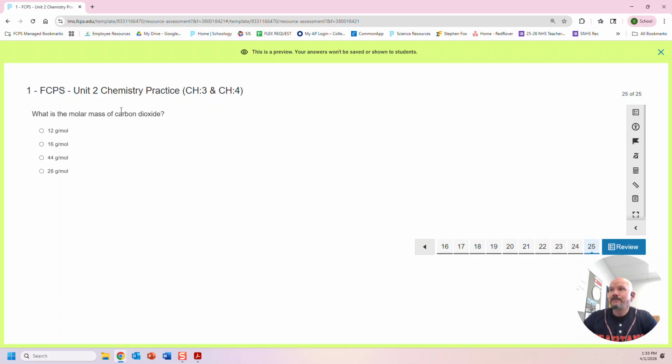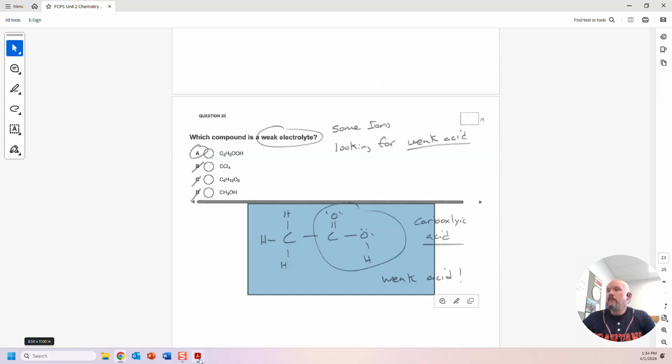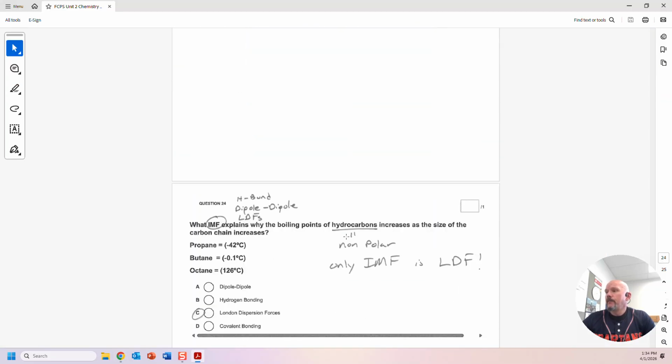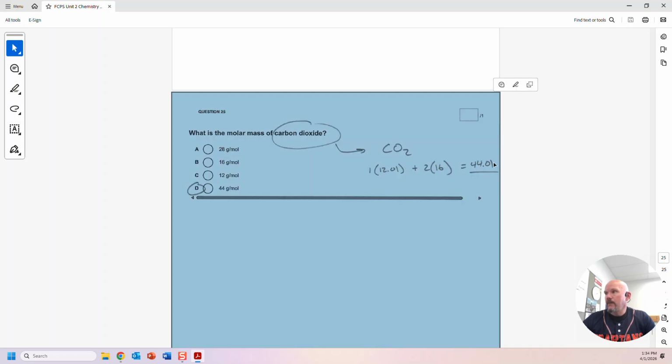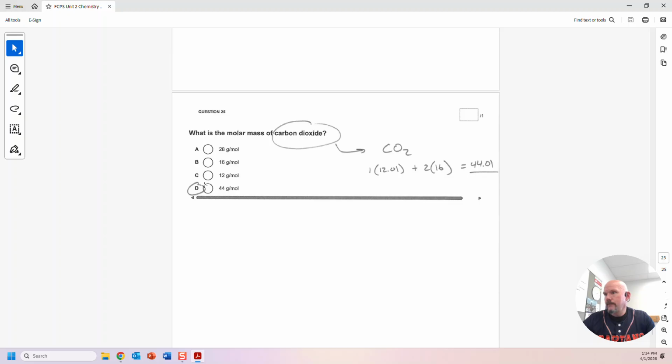Excuse me. Last one, molar mass of carbon dioxide. You should have that memorized, 44, right? But what do we have to do? We got to get the right formula. So we have to know that carbon dioxide is 1 carbon, 2 oxygens. We go to our periodic table. 1 carbon is 12.01. Each oxygen is 16. We add everything up and we get 44.01. They rounded, so 44 grams per mole.